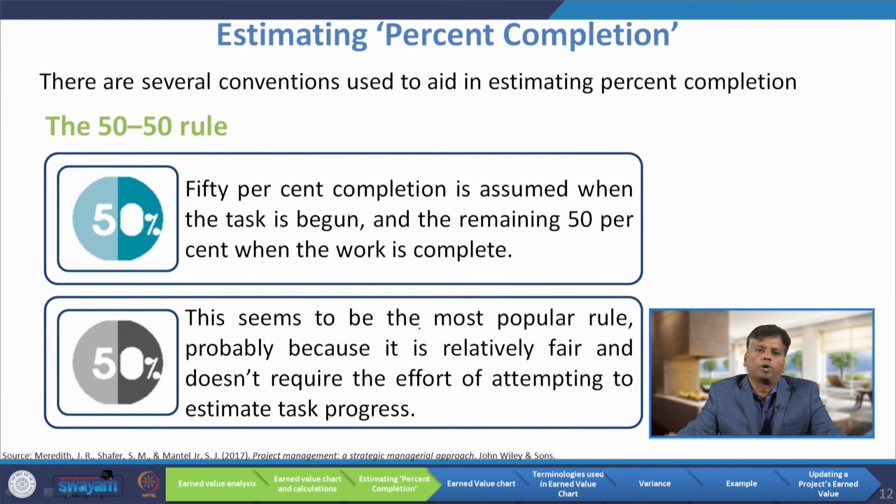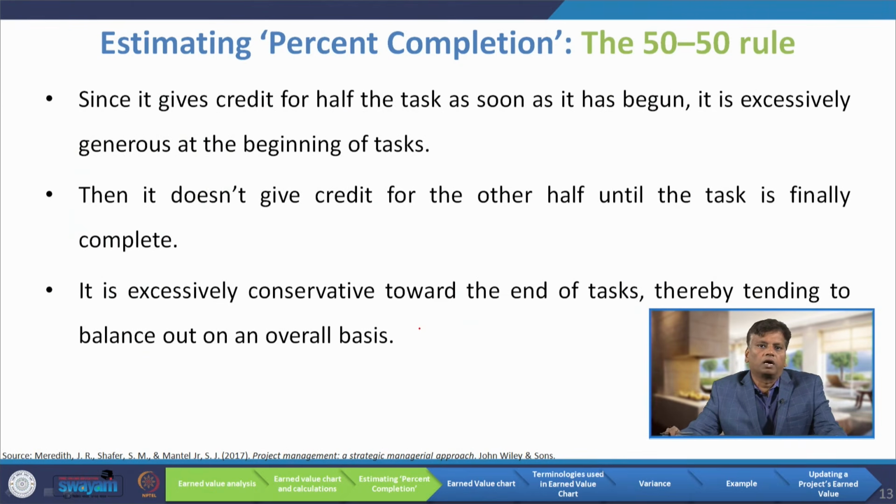This seems to be the most popular rule, probably because it is relatively fair and does not require the effort of attempting to estimate task progress. Since it gives credit for half of the task as soon as it has begun, it is excessively generous at the beginning of the task. Then it does not give credit for the other half until the task is finally complete. It is excessively conservative toward the end of the task, thereby tending to balance out on an overall basis.